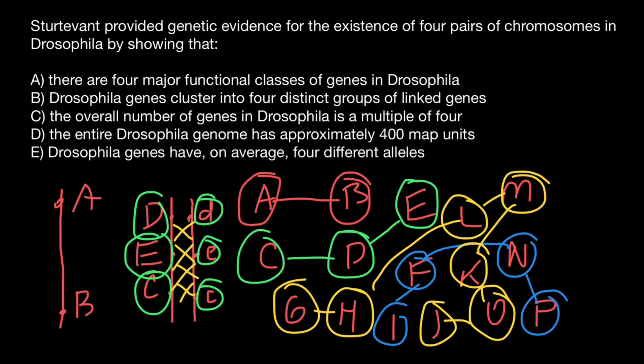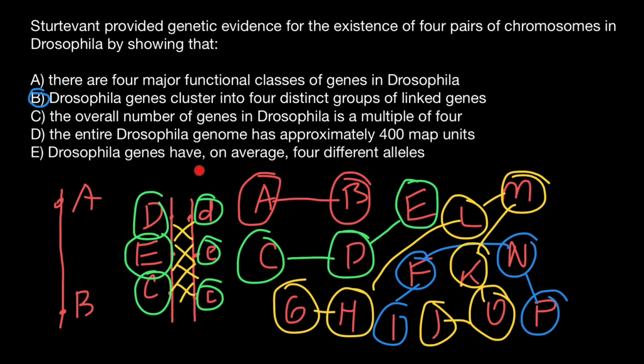And now let's check answers, and we see that the correct answer is going to be answer B. Drosophila genes cluster into 4 distinct groups of linked genes, and this is going to be our answer. But let's check other answers as well.